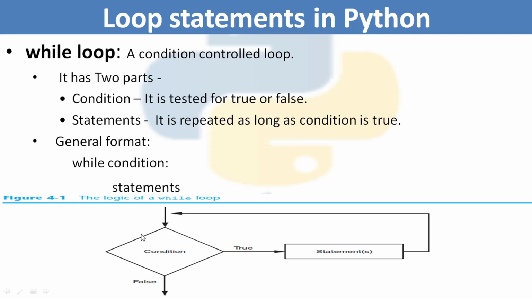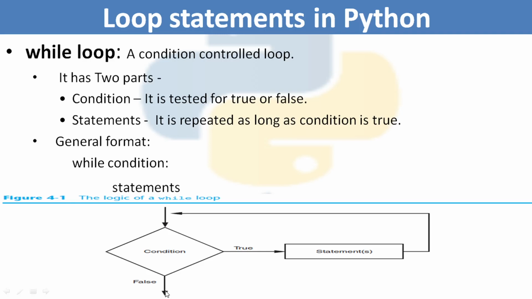Whenever it comes into the while loop, first it will check the condition. If the condition returns true, then it will execute the set of statements, and after execution it will again come back to the condition and check it. If it still returns true, then it will again execute the set of statements and go back to the condition, until it returns false. Once it returns false, it will come out of the while loop.